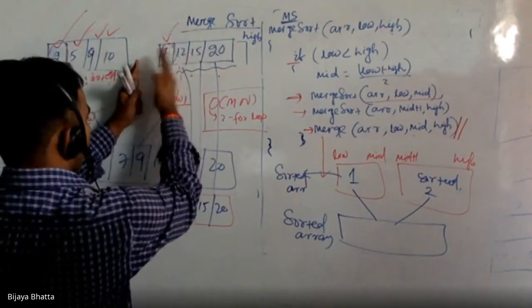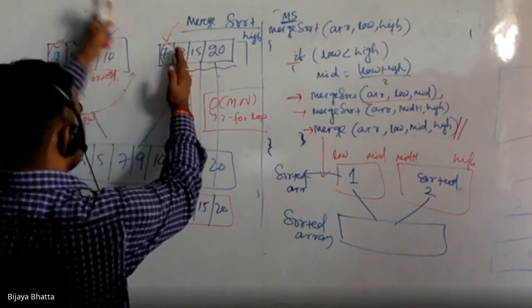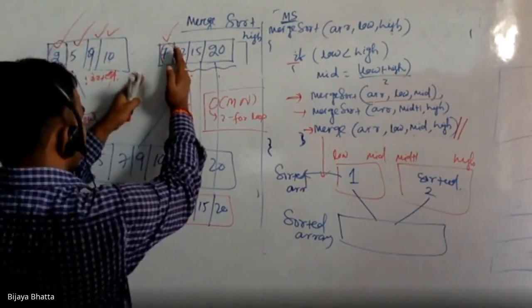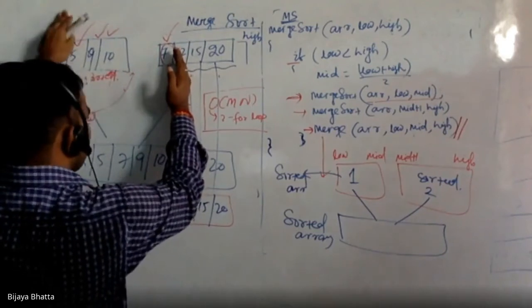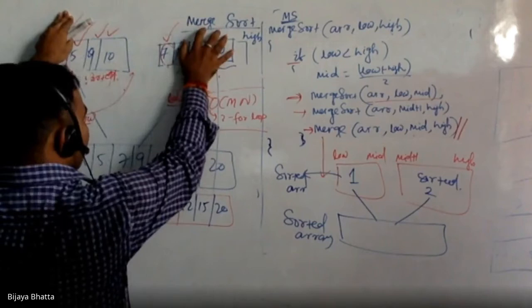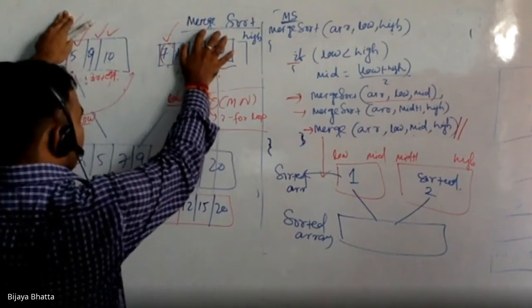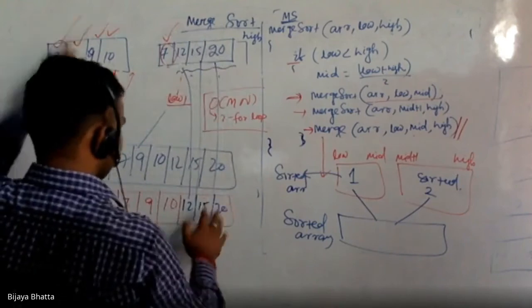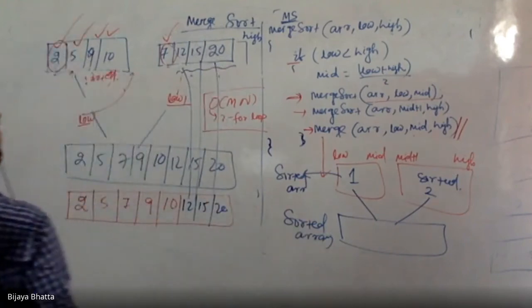Now if you are trying to compare, but this does not contain an element, or this has already exceeded the highest value, that means there is no element present here. That means I don't need to compare it with any other element. So whatever elements are present here, just copy them here one by one. So that's the algorithm of merge, right?